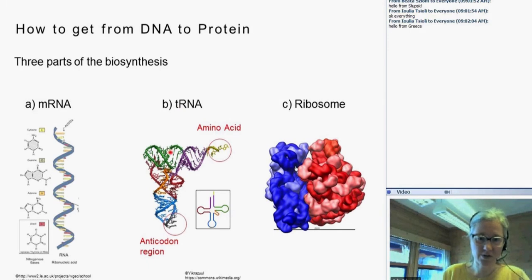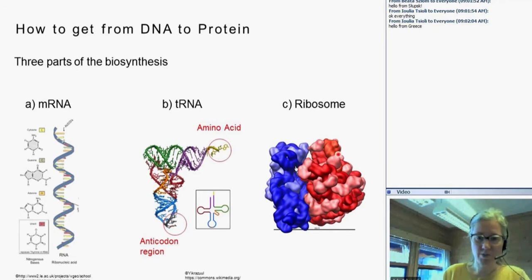You can see it's also RNA, so it's essentially also a string of nucleotides, but they're kind of wrapped up here and form like a little T almost. On the one end is an amino acid attached, and here on this end is the anticodon region. I'm going to come to that in the next slide, what this is.